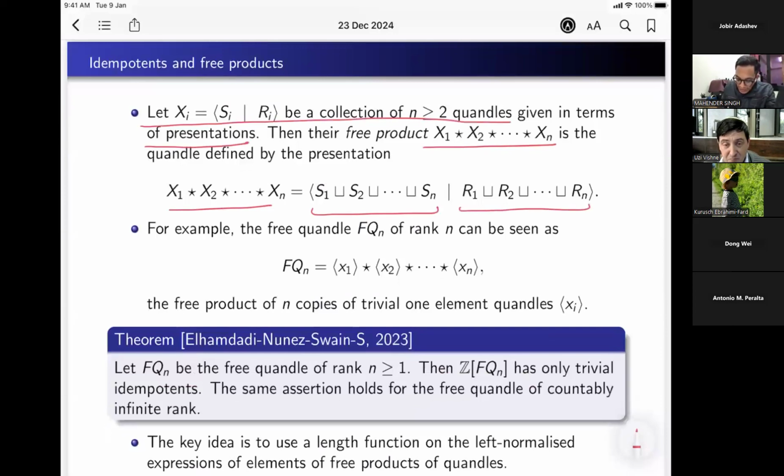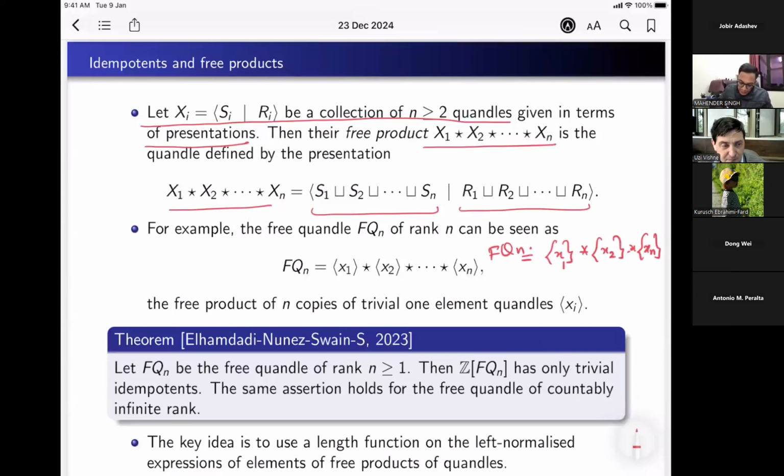In particular, when each quandle is a trivial one element quandle, there is something interesting here in contrast to groups. What is a free quandle of rank n? A free quandle of rank n is you take singleton quandles, one element quandles, and take their free product. And that's actually your free quandle of rank n.